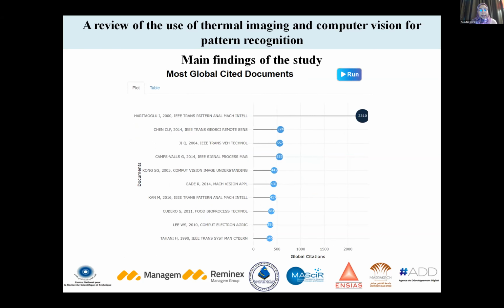The bibliometric analysis also allows identifying the most cited articles in the studied database. Here we find, for example, the first article, written by Haritaulo in 2000, which has a big number of citations. This is due to the innovative approach used in the article, which concerned a real-time monitoring system for detecting and tracking multiple people outdoors, using, of course, infrared imaging and computer vision techniques.